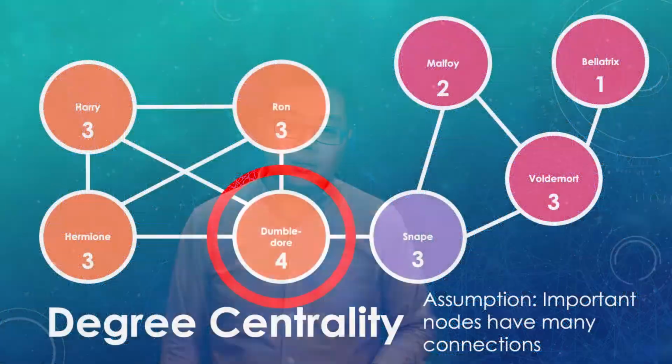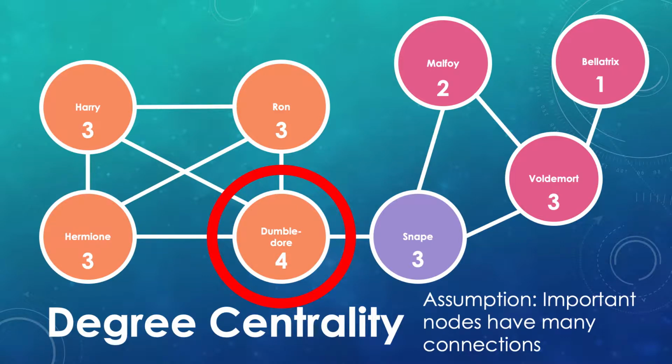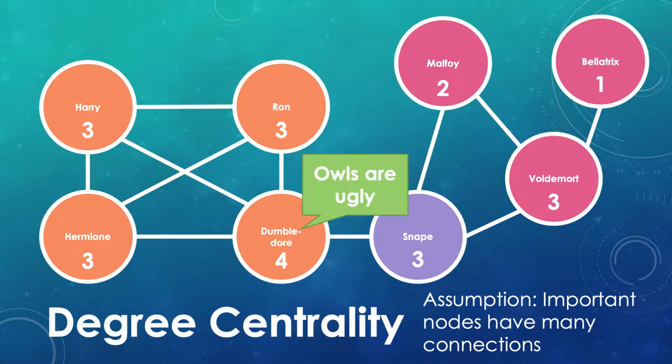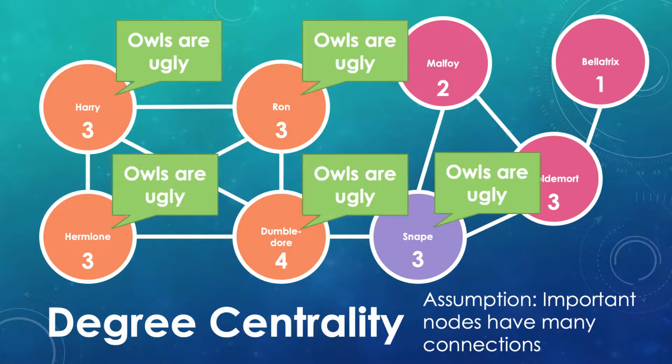Say, for example, one day Dumbledore wakes up and decides owls are ugly. And he goes around telling everybody in his network that owls are ugly. What happens? Everyone in his network will now say owls are ugly. From Harry to Ron to Hermione to Snape, they'll all say owls are ugly because of Dumbledore's influence.